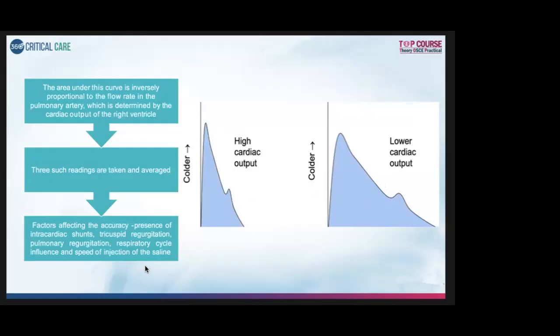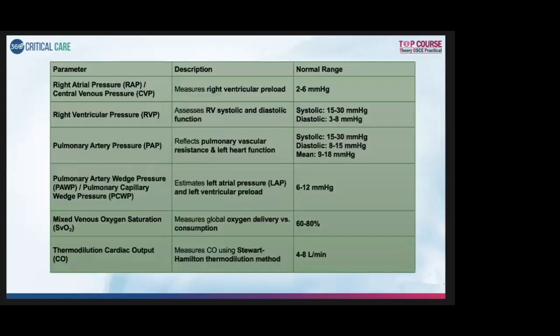Okay, what are the factors that could affect the pulmonary artery catheter measurement? Presence of any intracardiac shunts, tricuspid regurgitation, pulmonary regurgitation, or respiratory cycle variations, and speed of the injection of the saline can all alter the pulmonary artery catheter measurements.